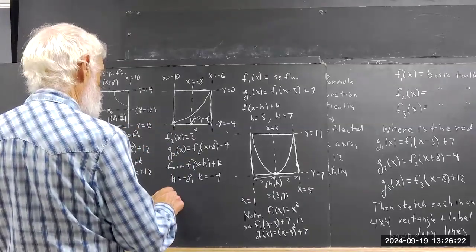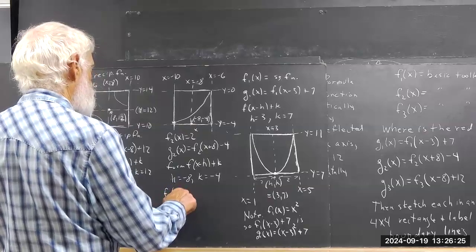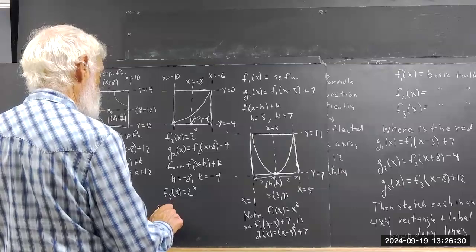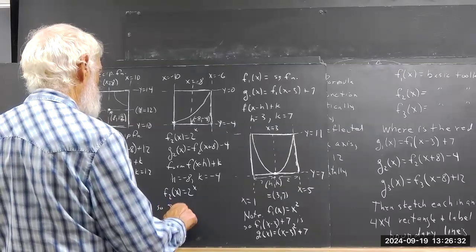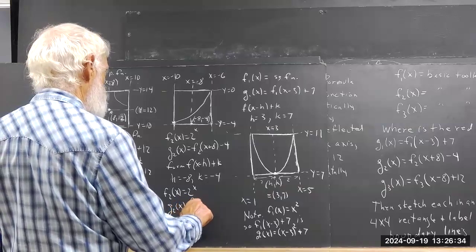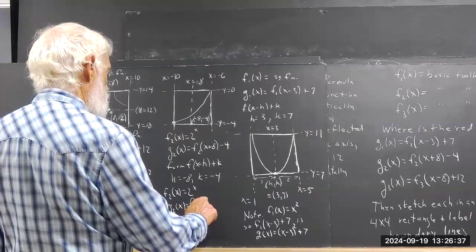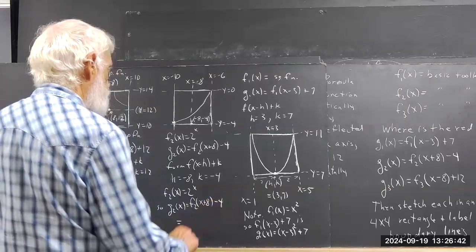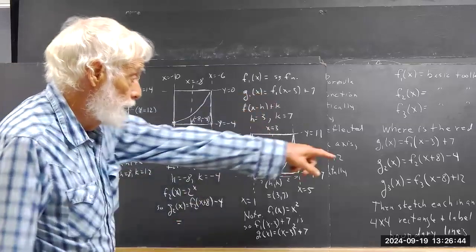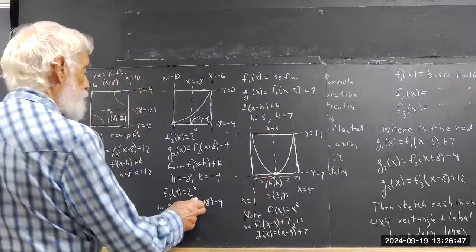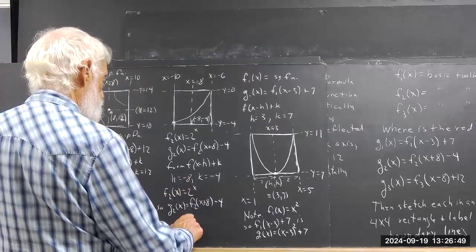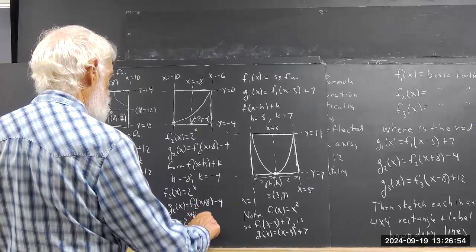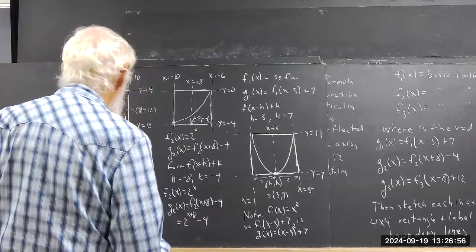For the exponential function, F2 of x is 2 to the x. And I gave you the x plus 8 minus 4. So then you just replace x by x plus h, you get 2 to the x plus 8 minus 4.